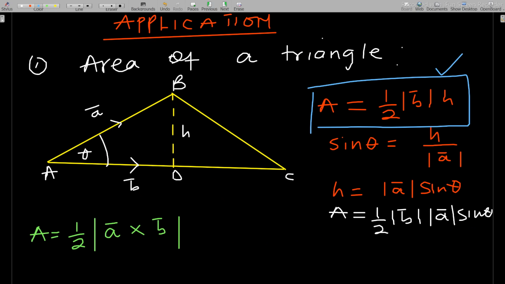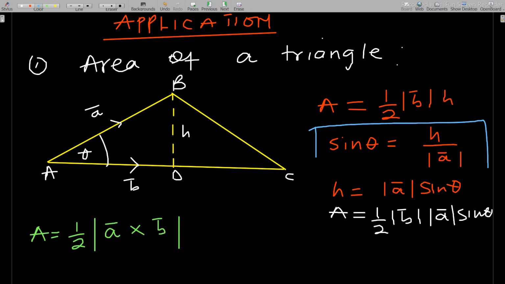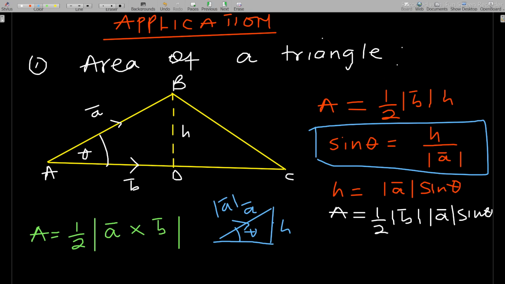Now we know that from the Pythagoras theorem, sine of theta will be equal to h over the magnitude of a, using this triangle, where a is going this way, and this is h, and this is theta. Now the length of that will be the magnitude of a. So sine of theta will be equal to opposite over hypotenuse, which is h over the magnitude of a.